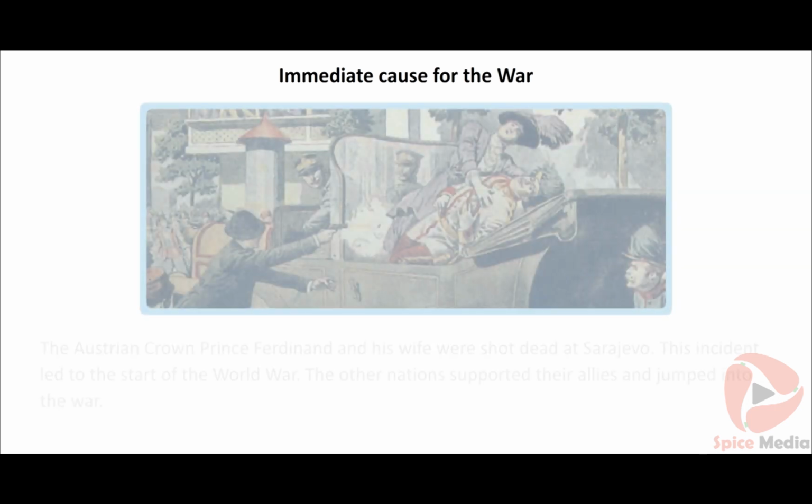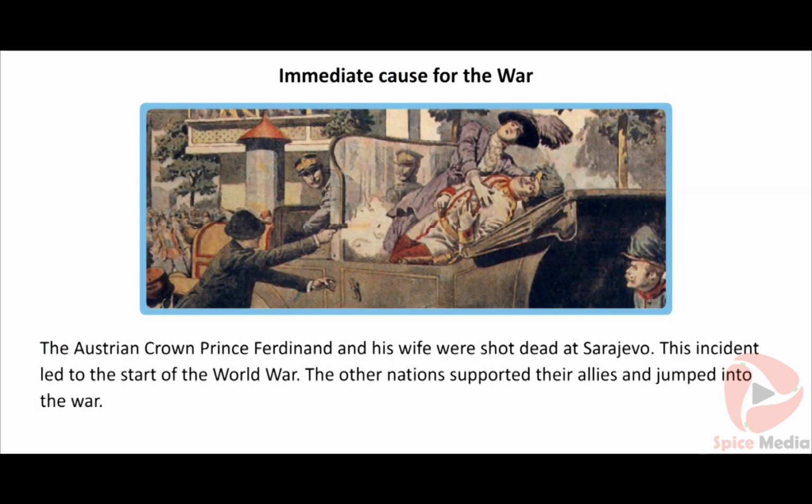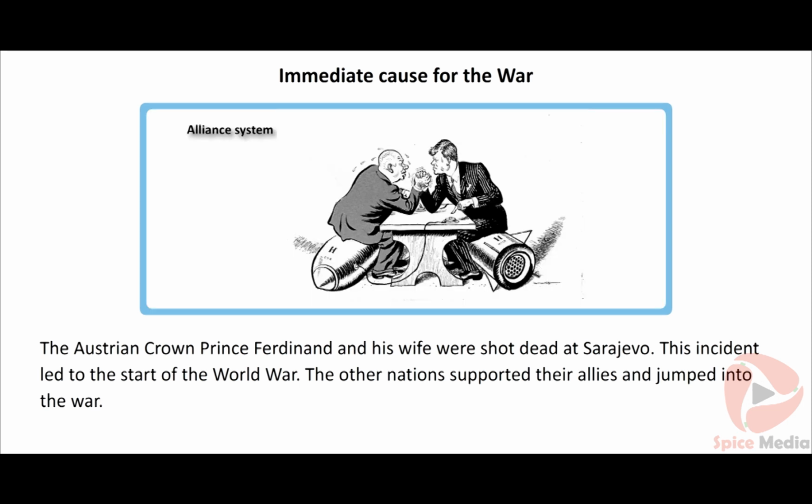Immediate cause for the war: the murder of the Austrian Crown Prince Ferdinand and his wife Sofia by a Serbian at Sarajevo ignited the final fire for the war. Serbia was called to give an explanation, but when it did not give any satisfactory explanation, Austria declared war on Serbia in July 1914. Russia declared support to Serbia and moved her forces to the German and Austrian border. Germany declared war on Russia, and France declared war on Germany as an ally of Russia. When Germans crossed Belgium to attack France, England declared war on Germany.